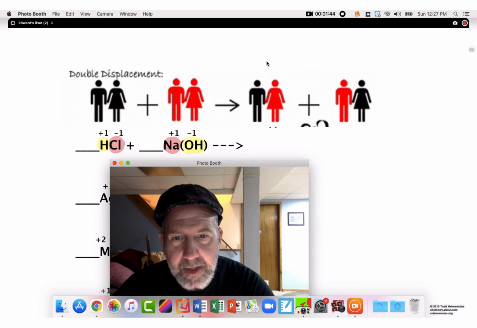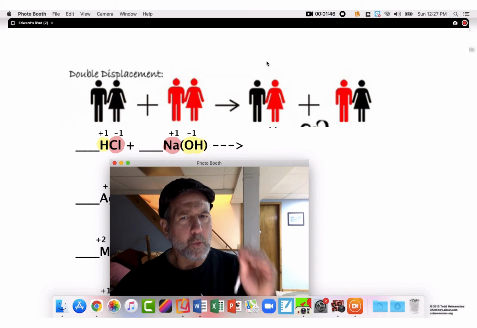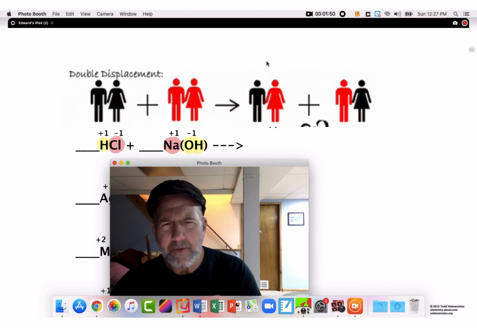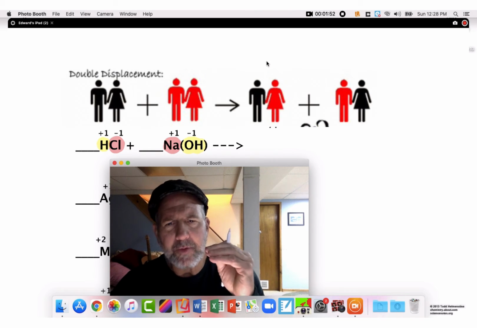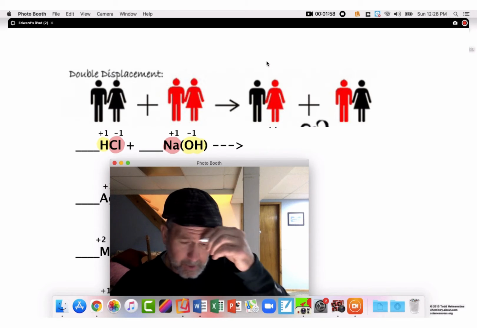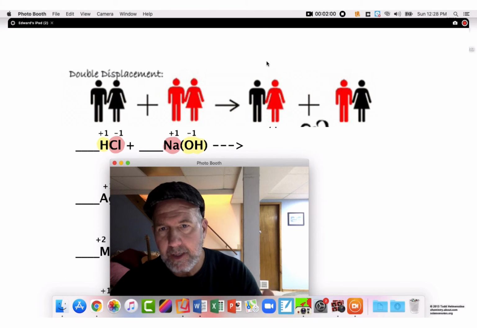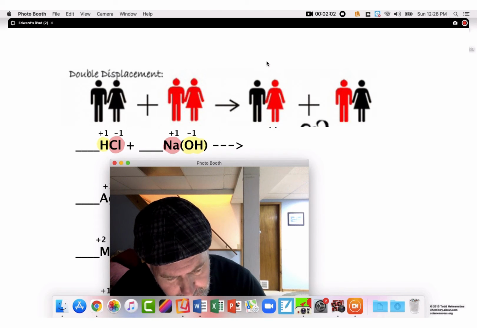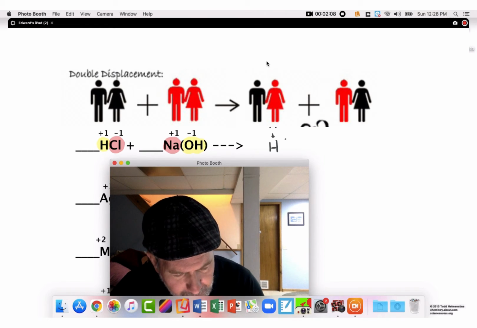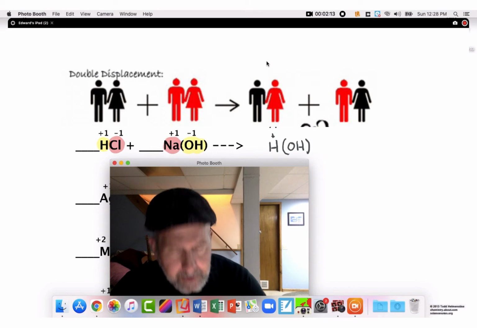Now, when we write these, it doesn't matter which formula you write first, but when you write a formula, you always have to start it off with the positive. So let's get a pencil out here. Let's try gray. That's a nice, pretty color. And let's start with the H. So H is plus, right? And now it's going to go with OH, which is minus.